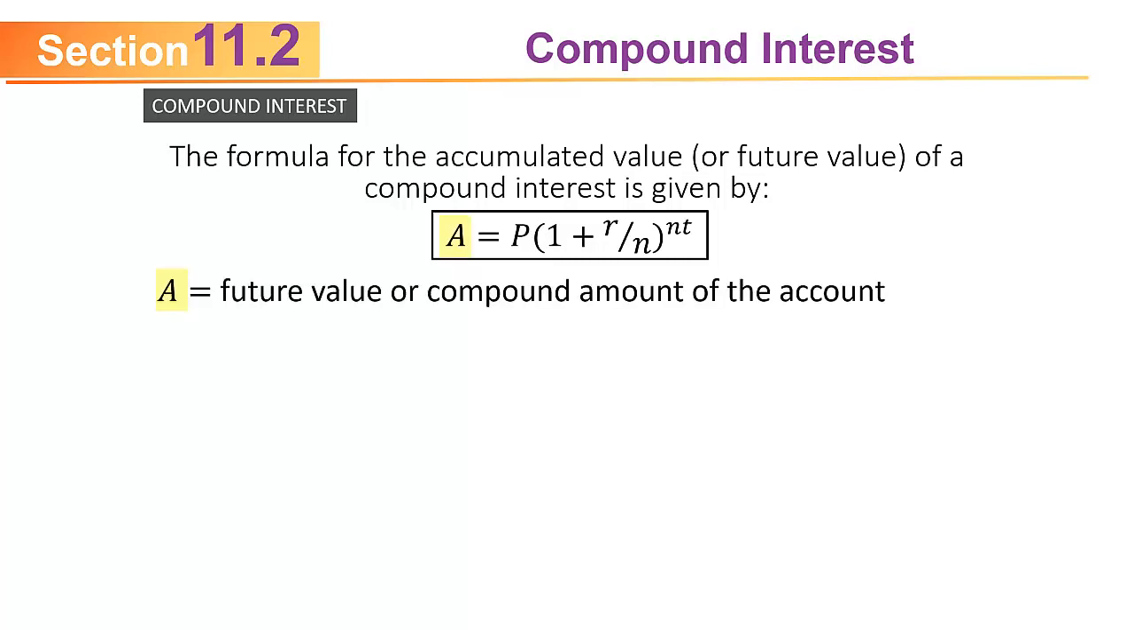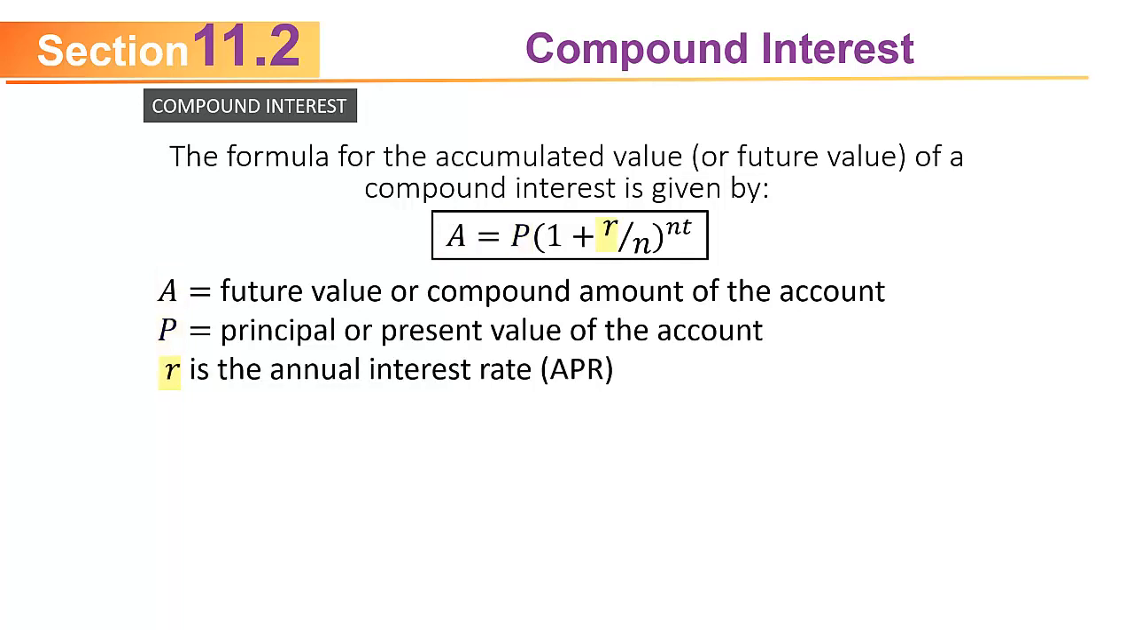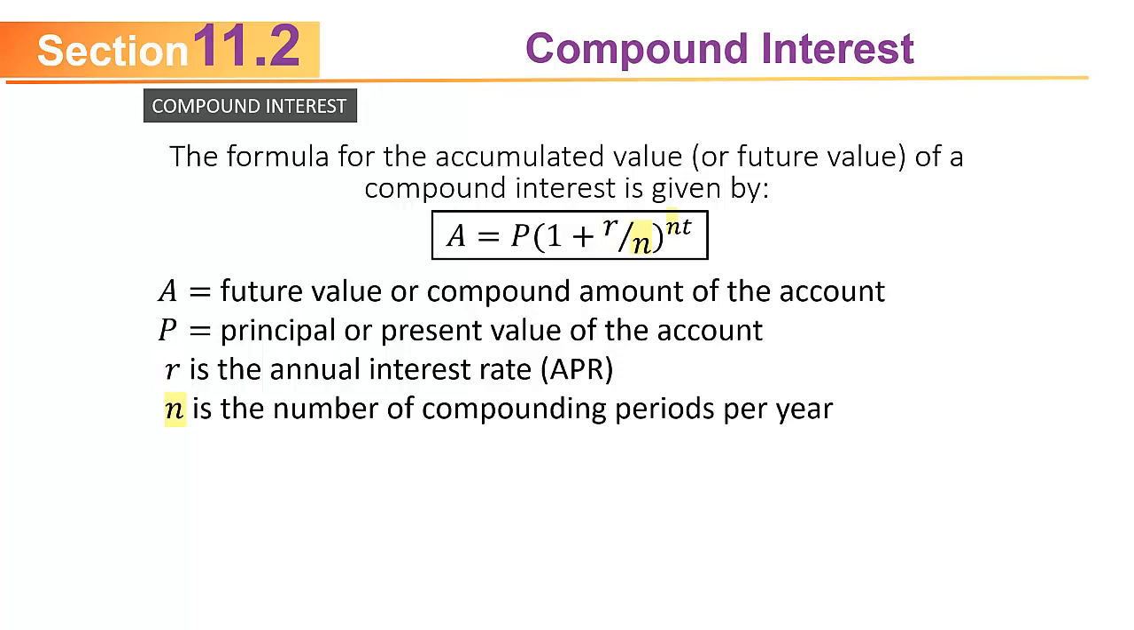That capital A is called the future value, or as I said earlier, sometimes it's called the compound amount, and sometimes I call it the accumulated value to sort of make sense of the capital A. So if you hear future value or compound amount, we're talking about the capital A. Capital P is the principal or present value, just like it was with simple interest. Little r is the annual interest rate or APR, just as it was with simple interest.